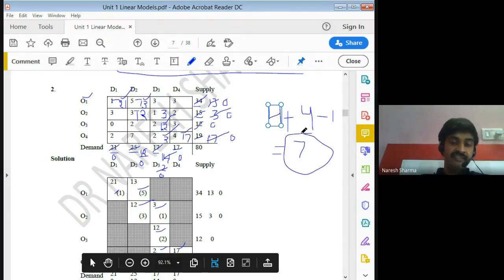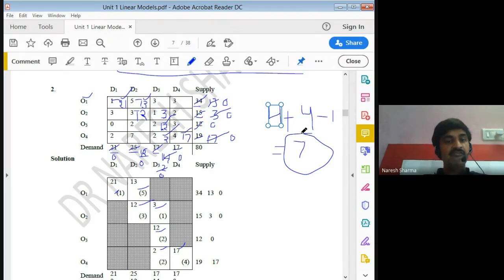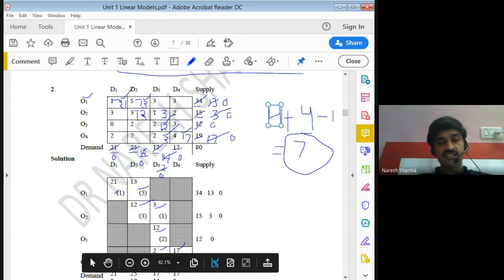So we can find a feasible solution by 3 methods. First is the north corner method, which I discussed here, right? The remaining methods we can discuss in your coming lectures.